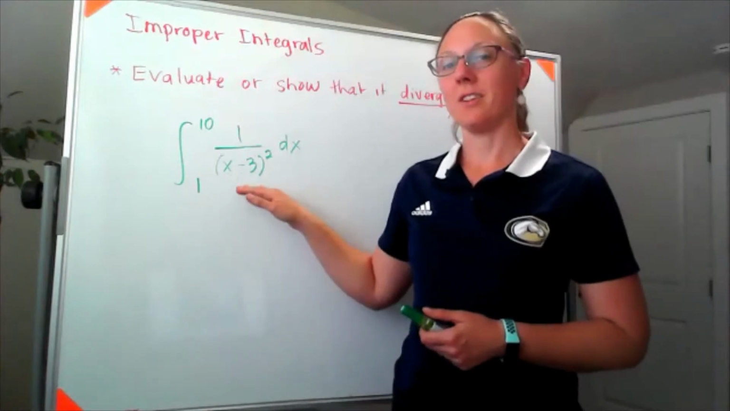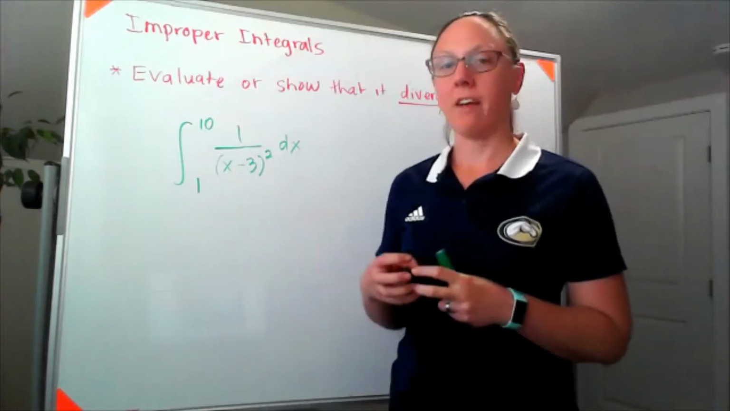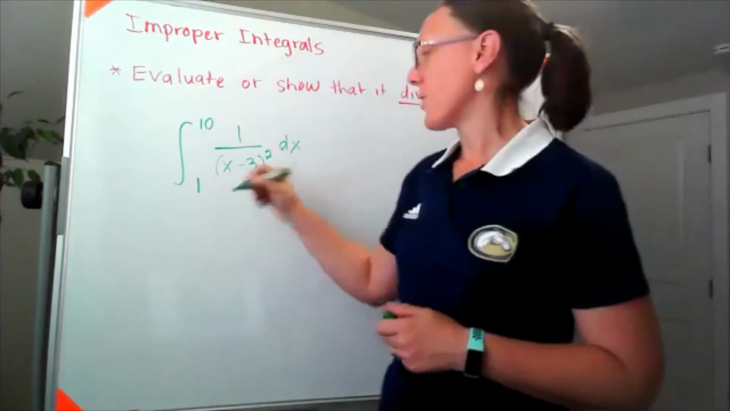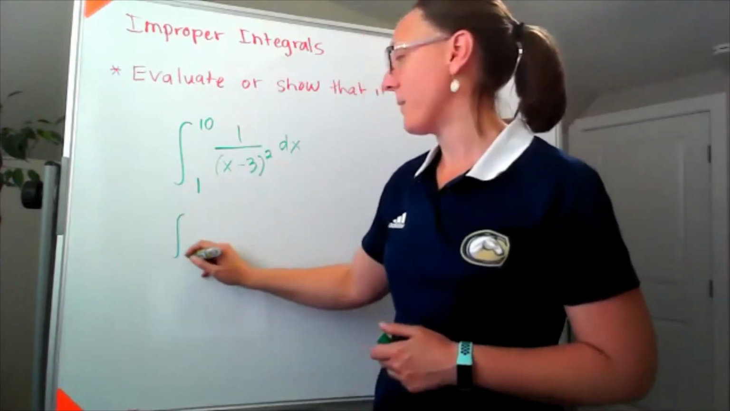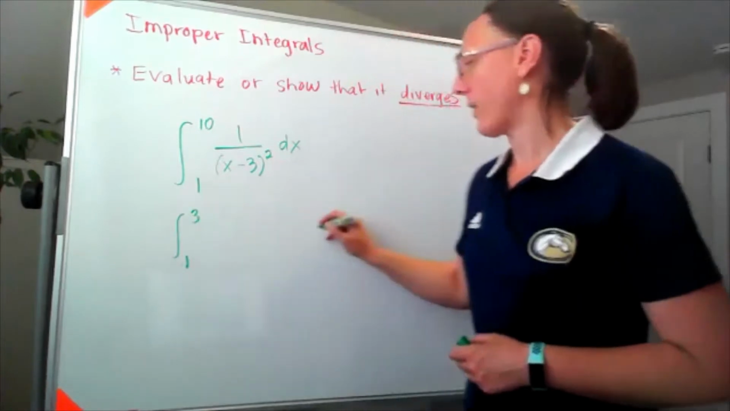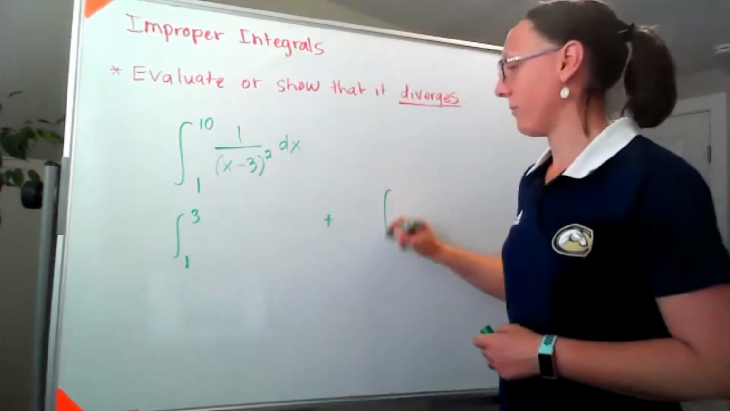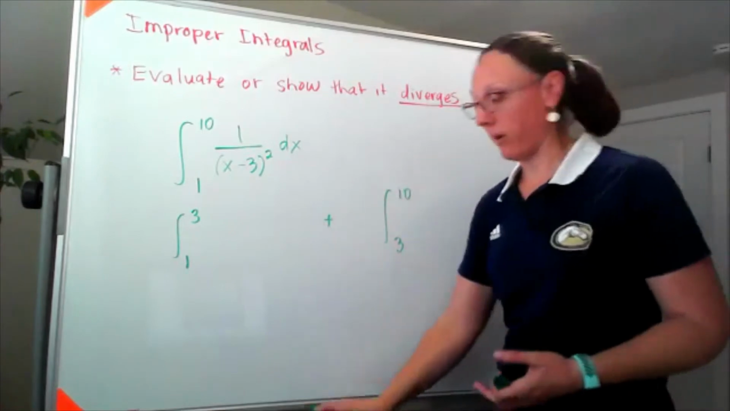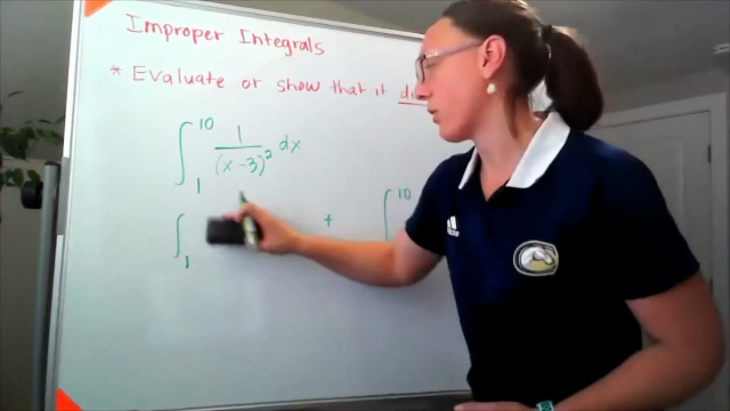So even though this didn't look like an improper integral, we still have to break it up at that x equals 3 point. So I'd have to think about this as being the integral from 1 to 3 plus the integral from 3 to 10. And then to make it proper, we'd come in and replace that 3.